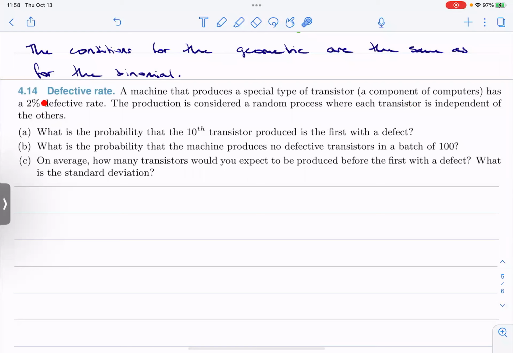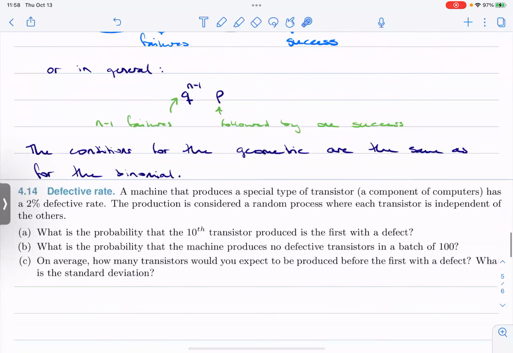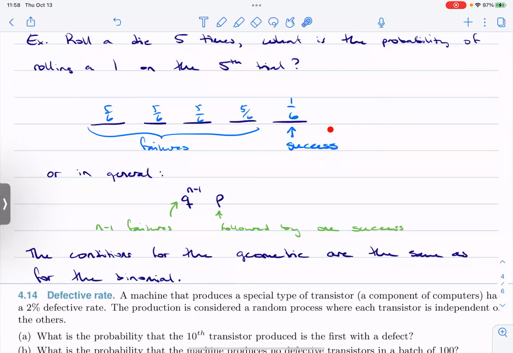So here, I'm not going to write out the conditions, but they are checked out. We want to find what's the probability that the 10th transistor produced is the first with a defect. We could solve this just using 10 lines, forcing the first one, second one, third one, fourth one, fifth one, sixth one, seventh one, eighth one, ninth one to not be defective, with a probability of 0.98. And then the last one has to be defective.